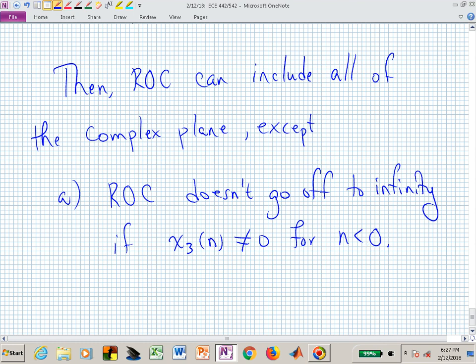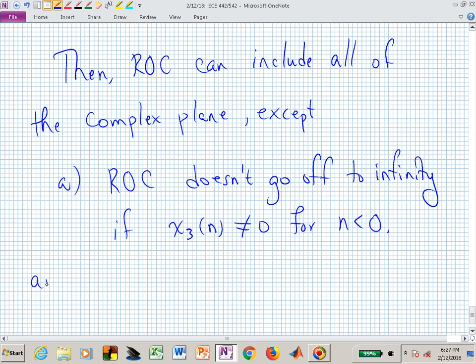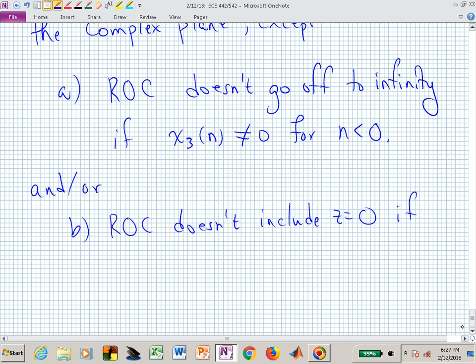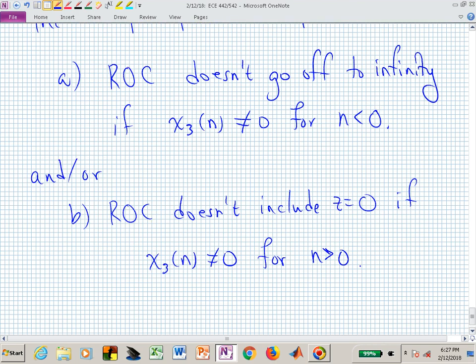If x sub 3 of n is not equal to 0 for n less than 0, and or B, so you could have both of these, the region of convergence doesn't include z equals 0 if x sub 3 of n is not equal to 0 for n greater than 0.